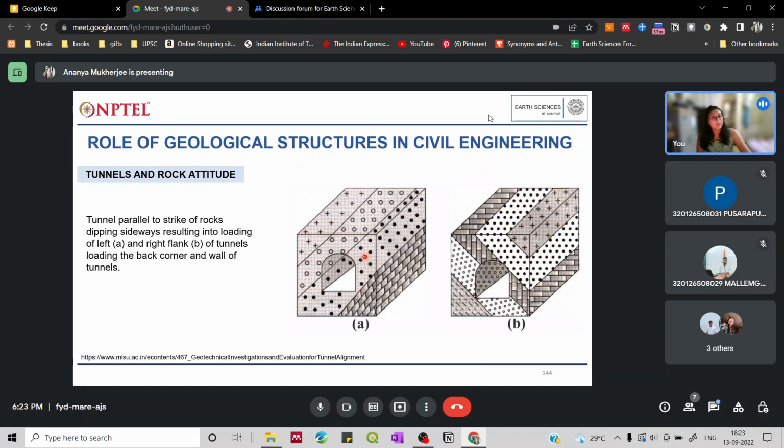Then you would have to make arrangements to support this side of the tunnel, so that the load is not exceeding and the tunnel structure is not damaged. And similarly over here you would have to provide support on the left side of the tunnel, because as you can see, due to the dip being towards the right, all the load is going to be experienced by the left wall of the tunnel. So you will have to provide support over here.